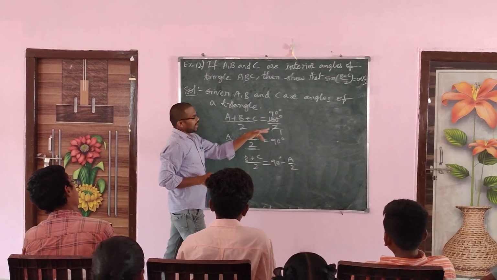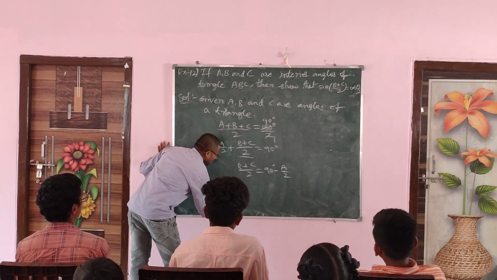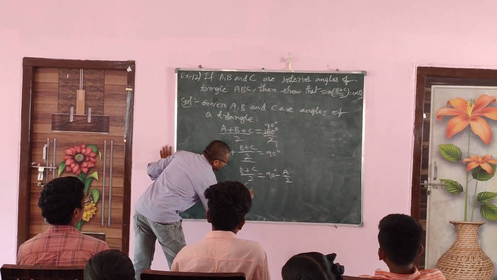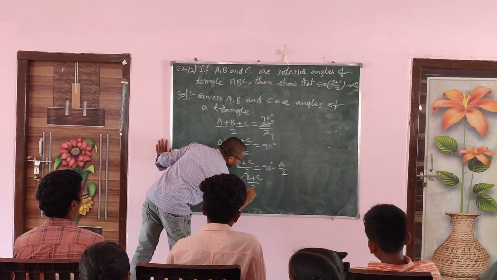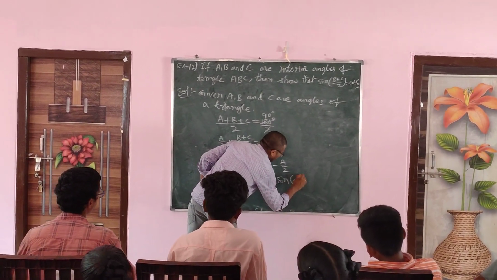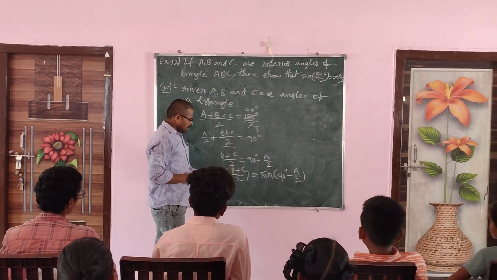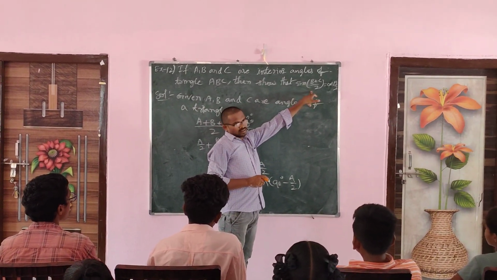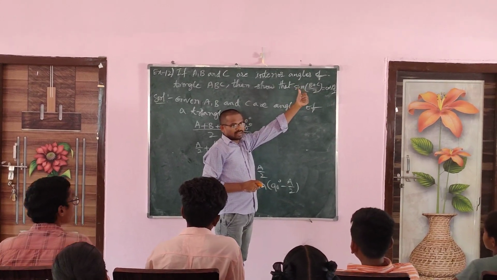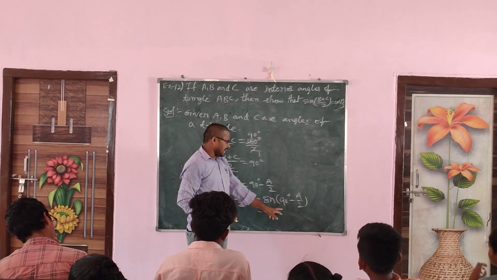So now we should apply sine both sides. Sine of B plus C by 2 is equal to sine of 90 degrees minus A by 2. So sine of B plus C by 2 is already given in the problem on the left hand side. So you can see here, sine of 90 minus A by 2.